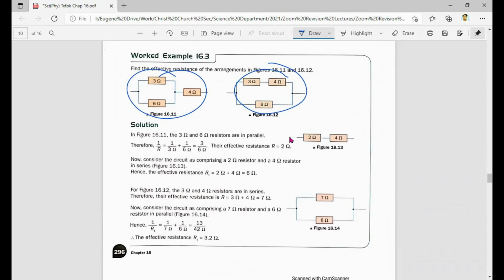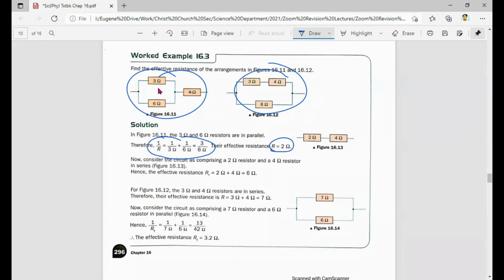First one: 3 ohm, 6 ohm, 4 ohm. These two are connected in parallel, and this one is connected in series to these two. So what you can do is combine these two in parallel first, because you can't add the 4 to this, but because these two are in parallel, you can add them up together. You apply the formula: 1 over R equals 1 over 3 plus 1 over 6. You get 3 over 6 ohm. You invert the whole thing: R equals 2 ohm.